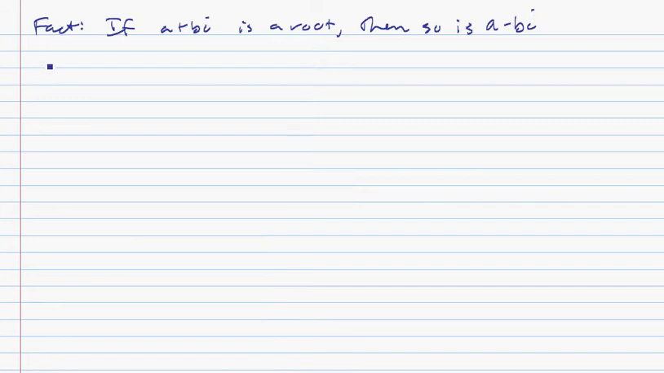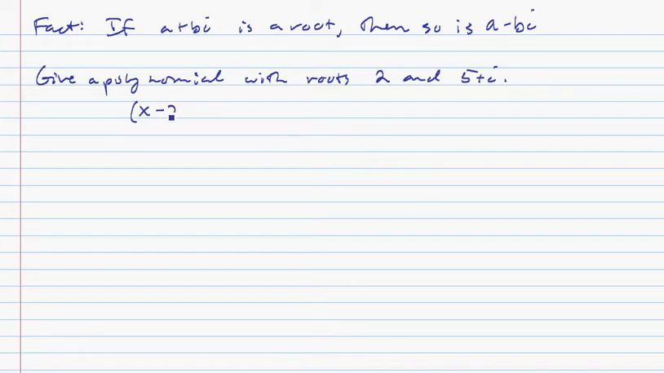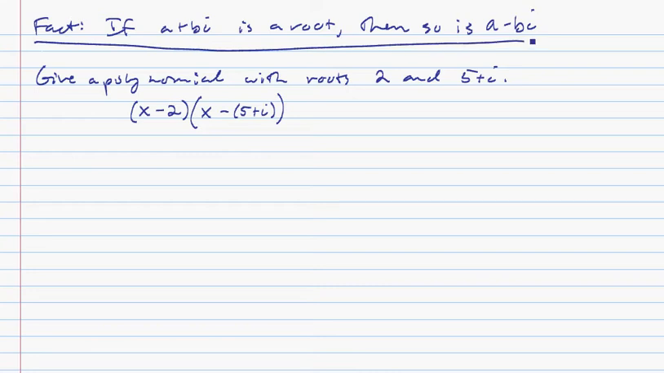So for example, they might say, give a polynomial with roots 2 and 5 plus i. Okay, so to start out with a 2, what we would normally do is we'd write x minus 2. And then for 5 plus i, yesterday, we were doing x minus, and then we would write 5 plus i. But this fact right here tells us that we have to include the other root. It's just the way that complex roots go.